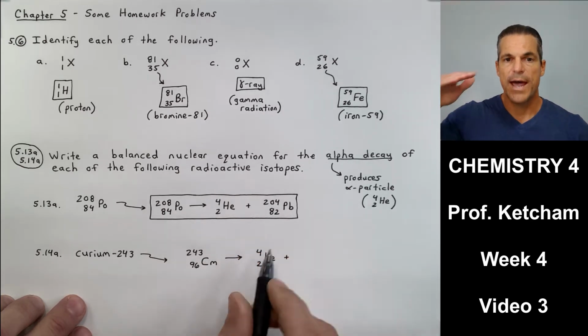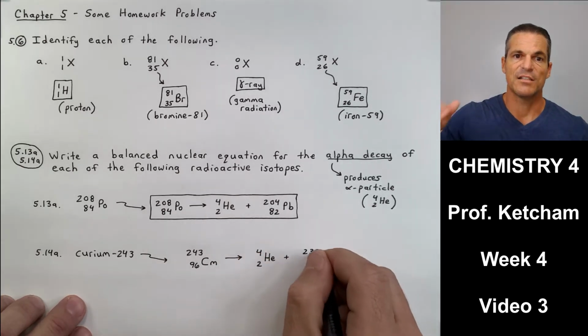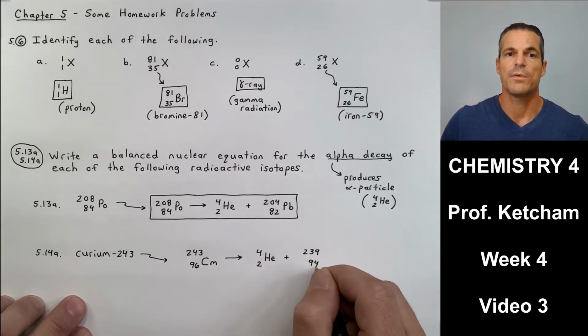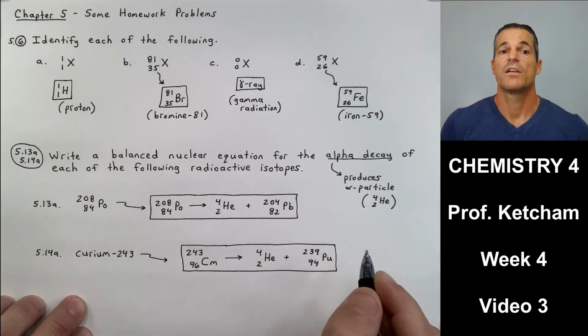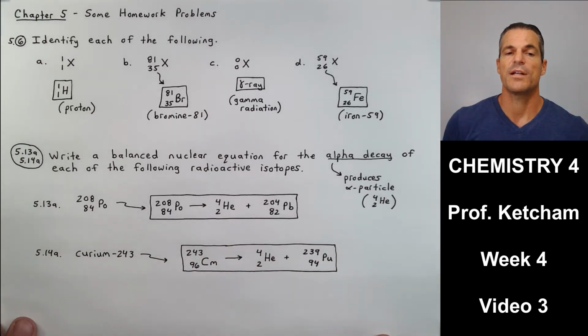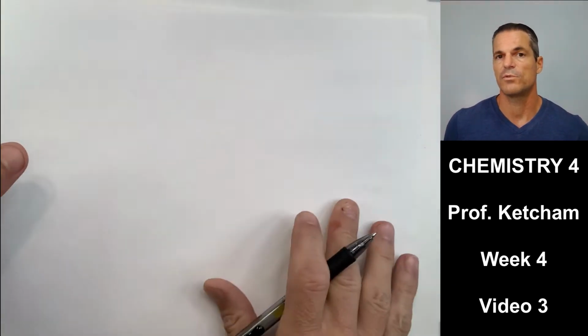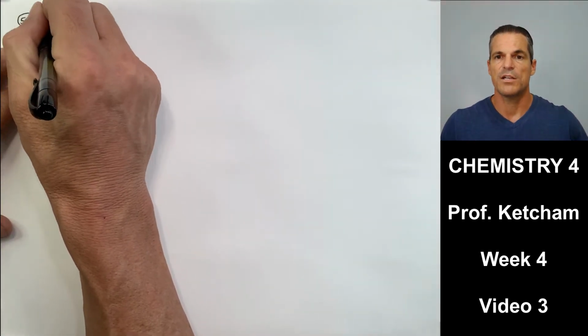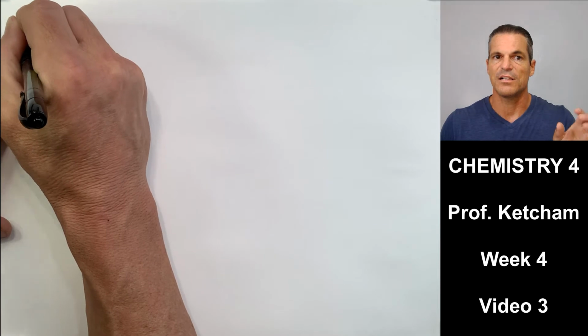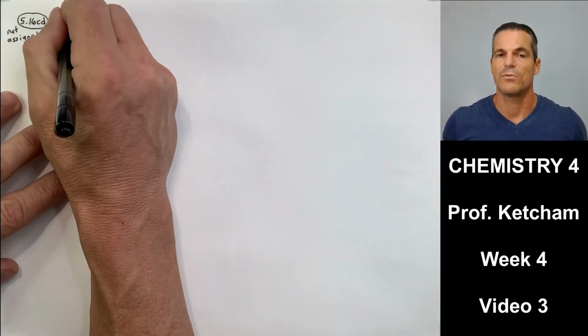So if you add up the A's and the Z's on the left and the right, we have to create 204/82 Pb. All right, curium 243, we have to translate that hyphen notation of curium 243 into the nuclear symbol notation, and then make sure the A's and the Z's on the left equal the A's and the Z's on the right.